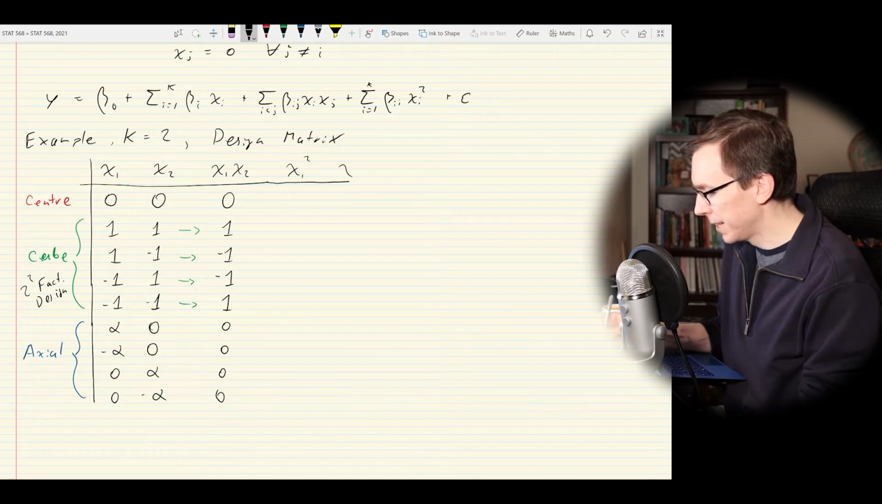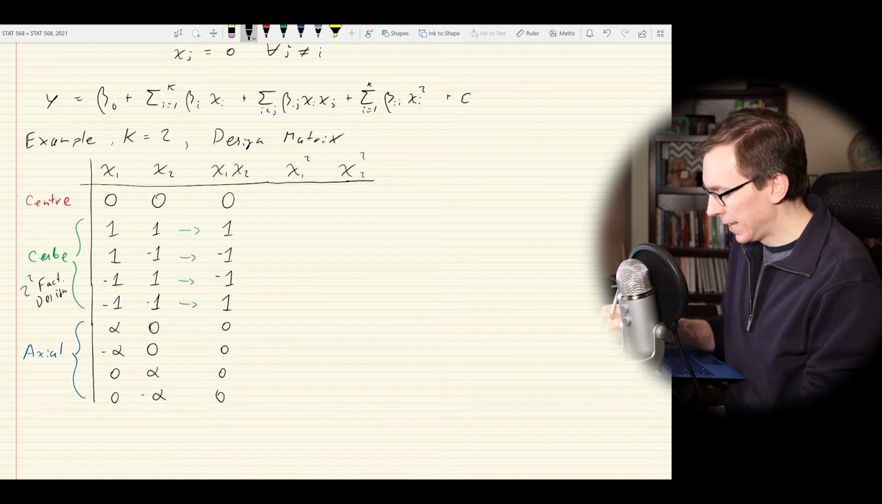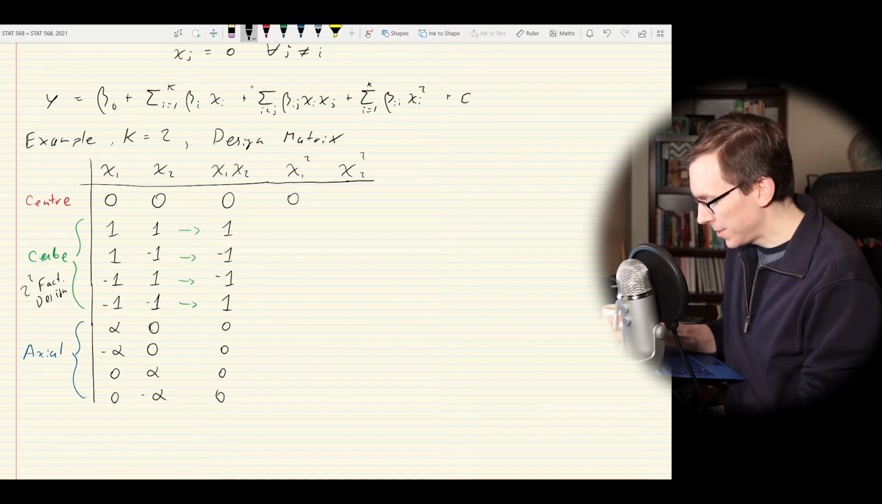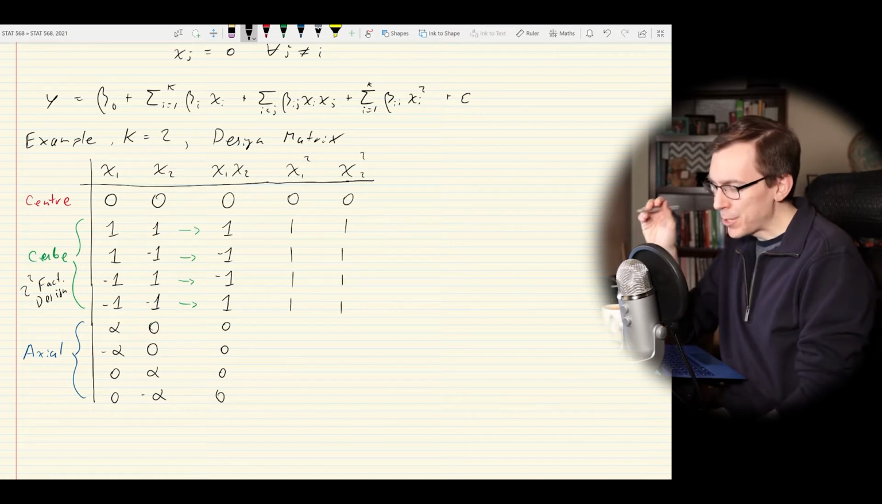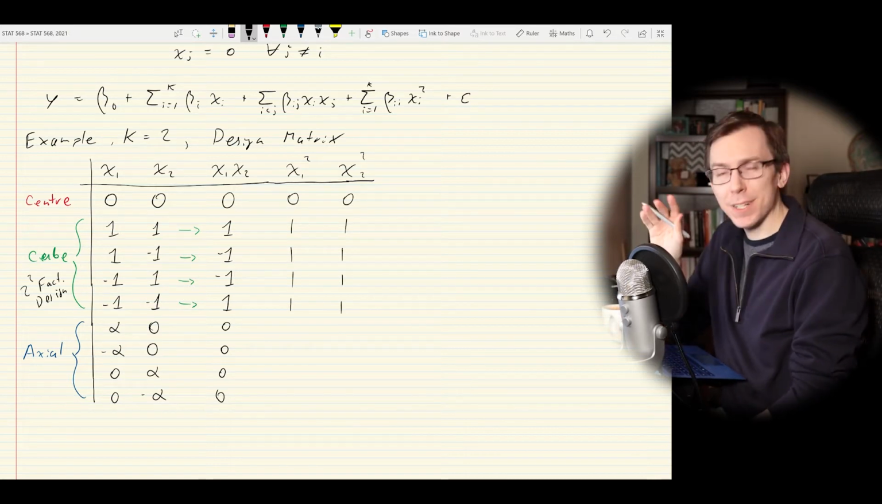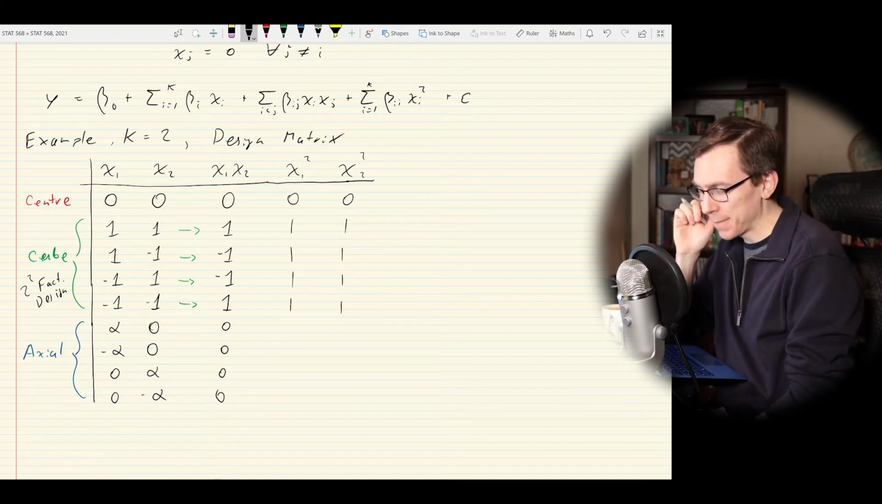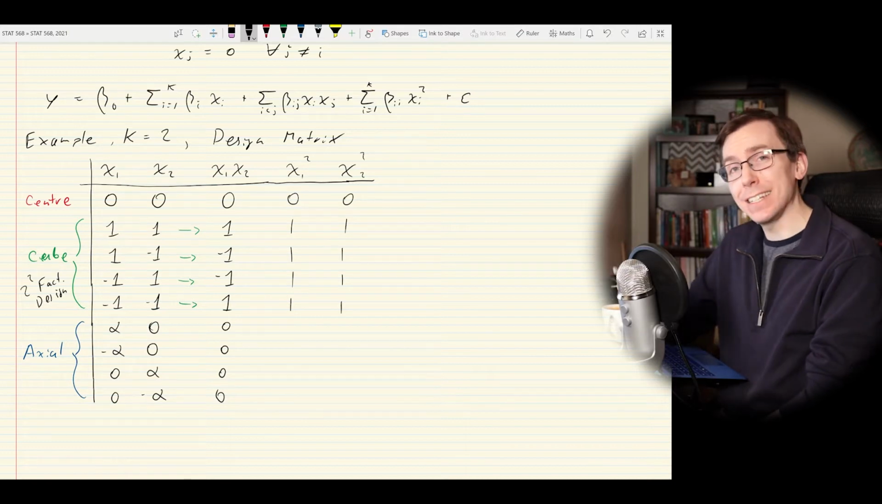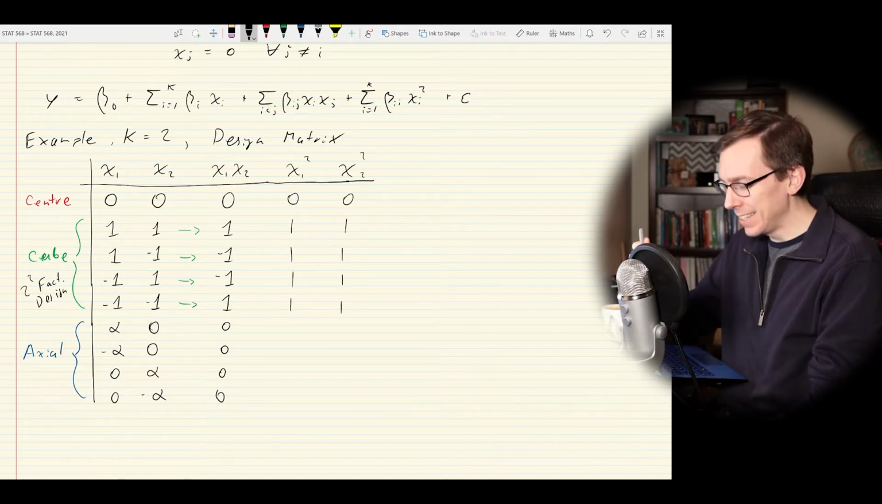because the last thing we have are the pure quadratic points. And the pure quadratic, x1 squared and x2 squared, well, it's going to be 0, 1, 1, 1, 1, and 0, 1, 1, 1, 1. So let's pretend we don't have those axial points, we have a problem here. The column 0, 1, 1, 1 is repeated twice, and that means there's a linear dependence in the design matrix.